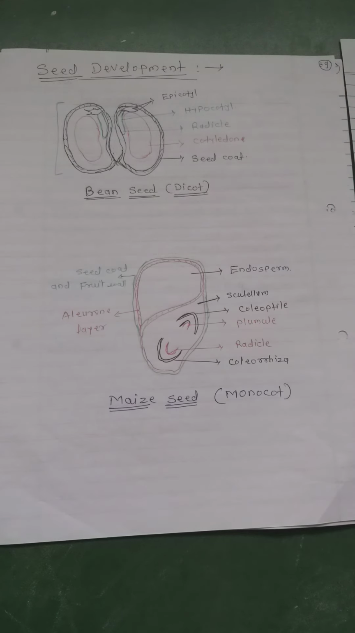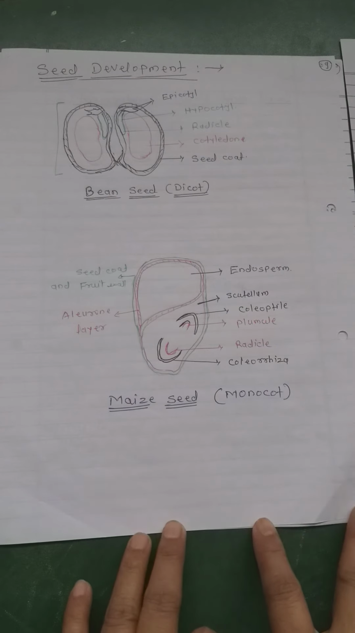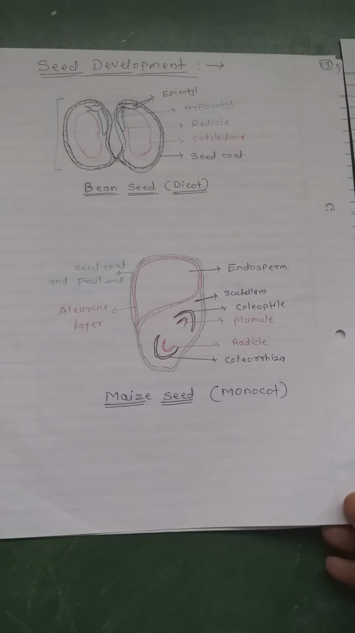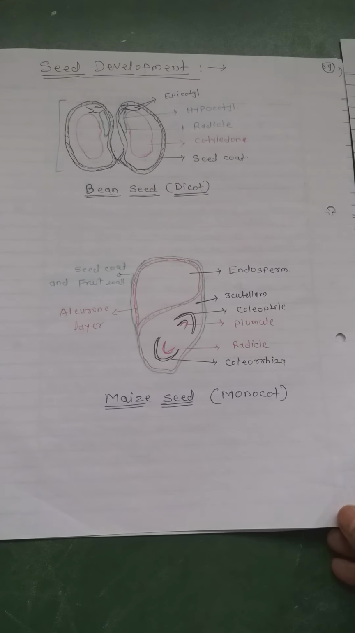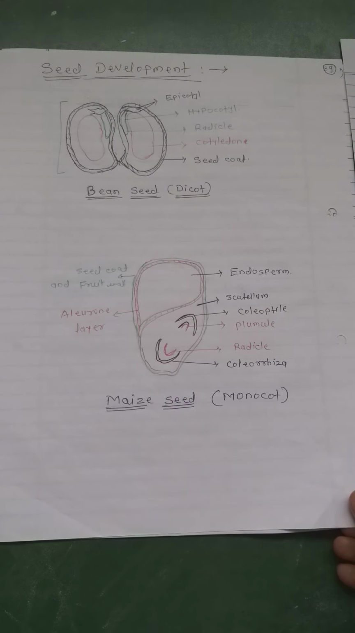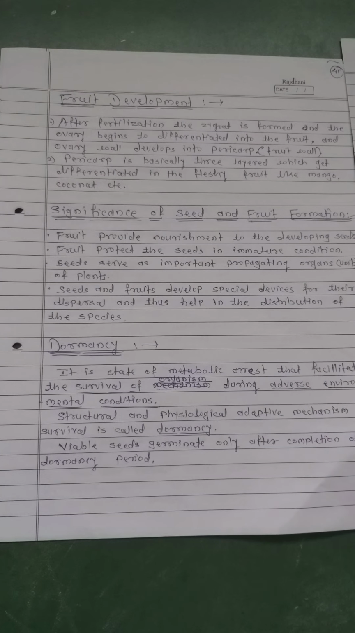The cotyledons in some non-endospermic seeds act as food storage and act as the first photosynthetic organ. Micropyle persists as a small pore in the seed coat to allow the entry of water and oxygen during soaking. This is the seed development. Mostly all monocot seeds are endospermic seeds, while all dicot plants are non-endospermic seeds, except castor, which is an exceptional case: castor is a dicot. Okay, now the next part is fruit development.